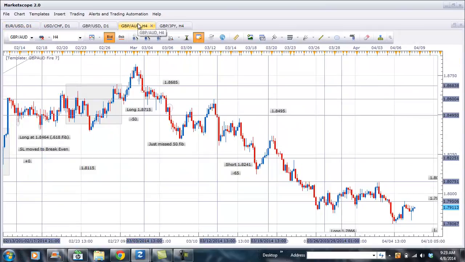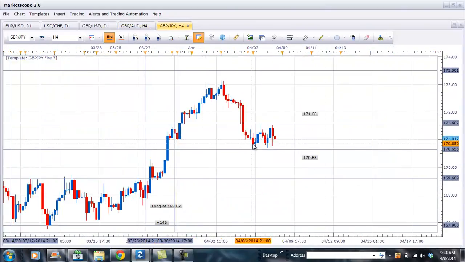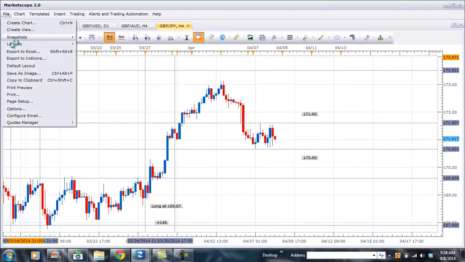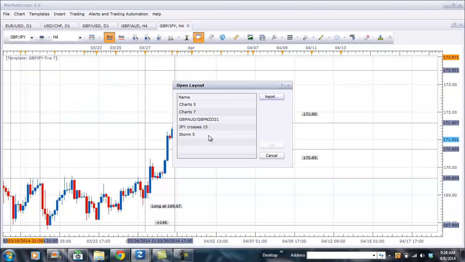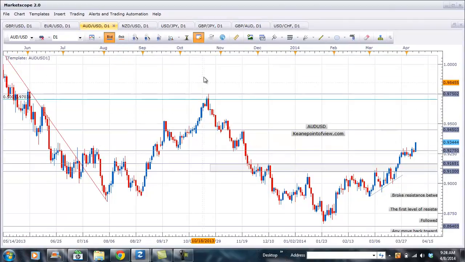The Great Britain Oz, you can see the setup just in that range, 179.50, 178.10, and the Great Britain JPY also ranging pretty hard between 171.60 and 170.65. Let's look at the other layouts. The ones of interest obviously are the USD JPY.